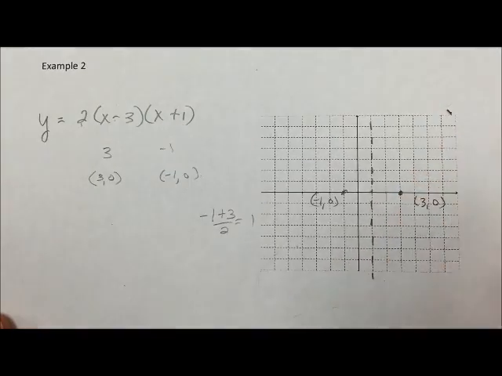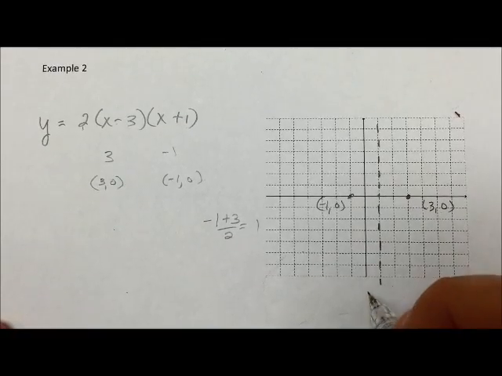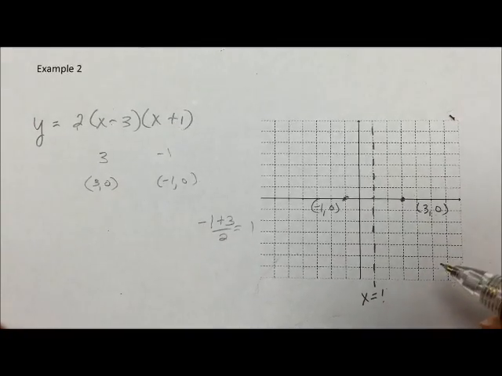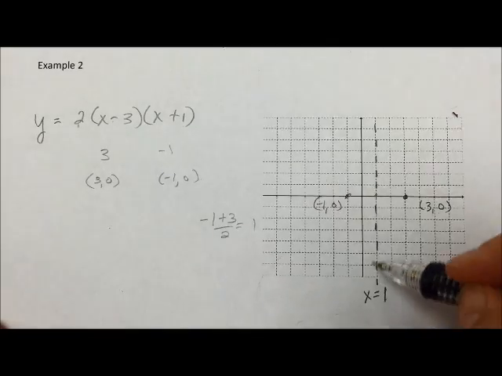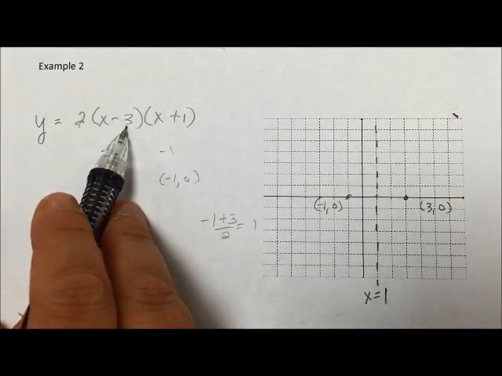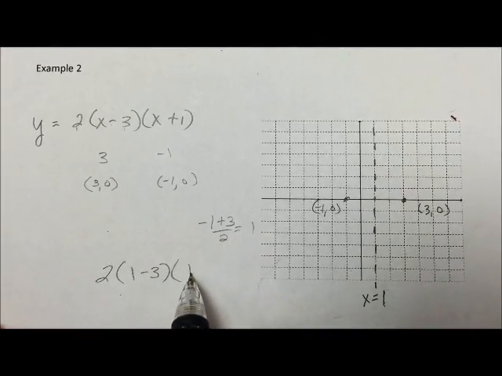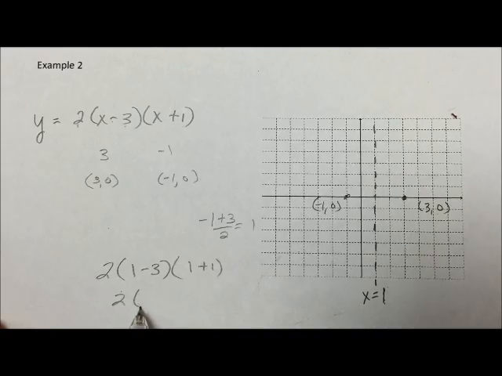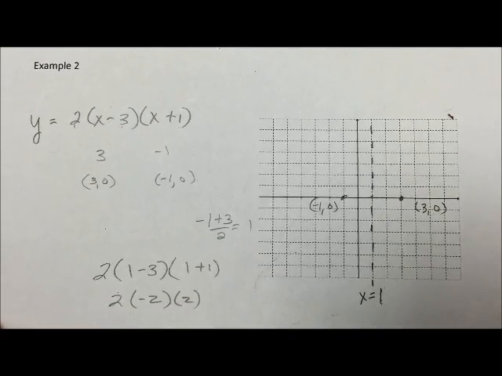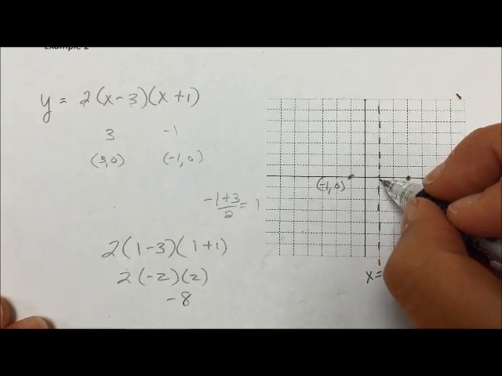They won't always be at x = 1, it just happened that way on both examples. So axis of symmetry, x = 1. We can find the y value by putting 1 back in for x. So I have 2 times 1 - 3 times 1 + 1. So 2 times -2 times 2 is -8. So the vertex is going to be at 1, -8.